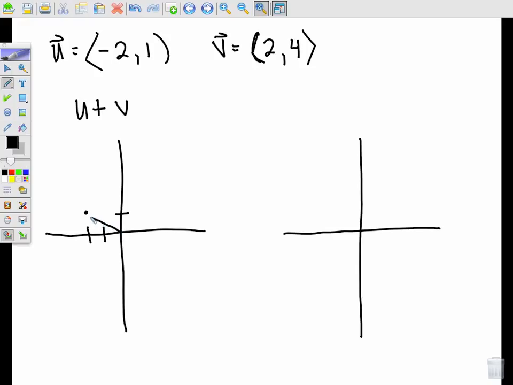All right, if I'm at -2, 1, this is my first vector, and that's vector u, and then vector v is at 2, 4.